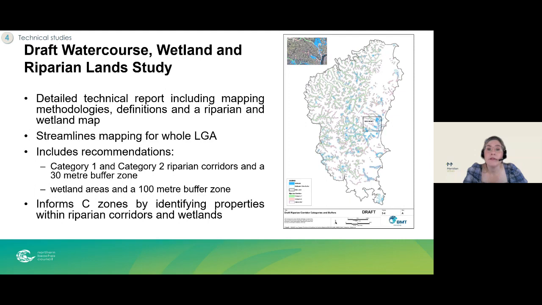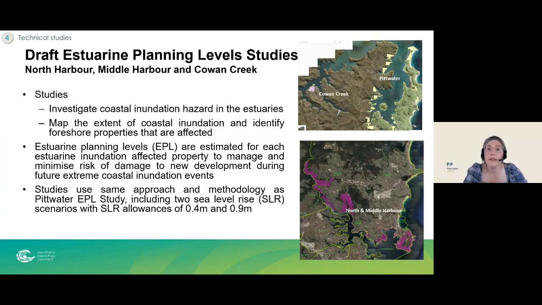The estuarine planning level, or EPL studies, define the estuarine inundation risk, which is also referred to as coastal inundation, during extreme but rare storm events for affected properties under both existing and future sea level rise conditions. The EPL studies have been prepared for North Harbour and Middle Harbour in Sydney Harbour and Cowan Creek at Cottage Point. The studies used the same approach and methodology as the previous Pittwater EPL study, mapping all properties affected by estuarine inundation.